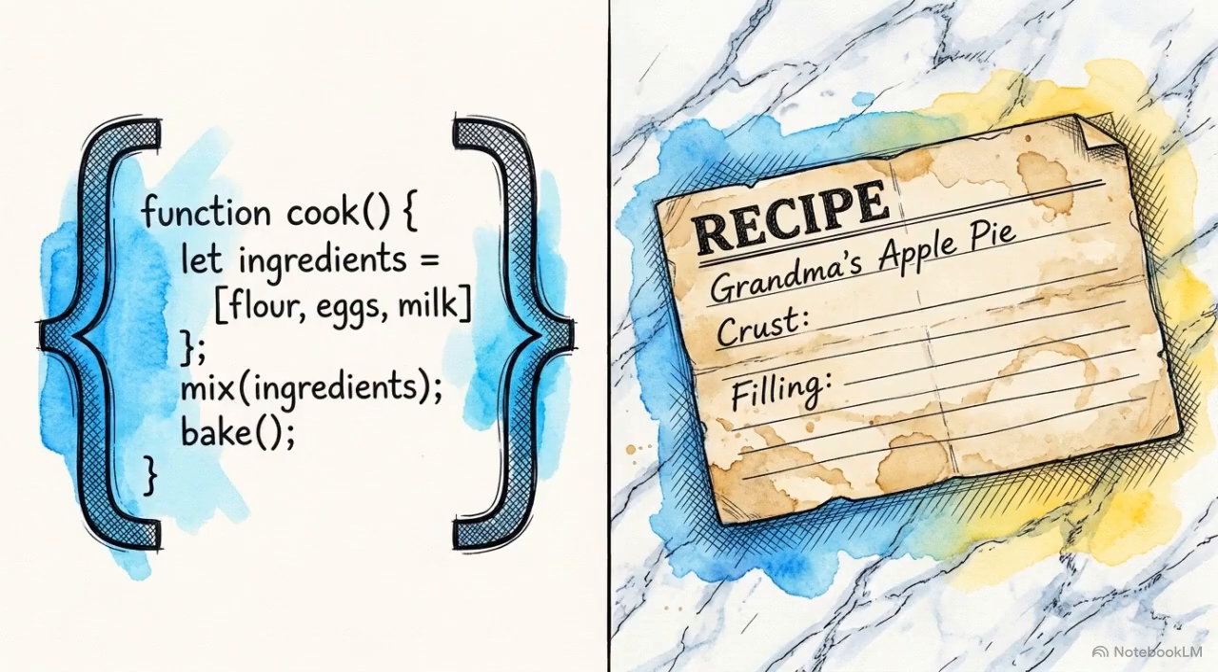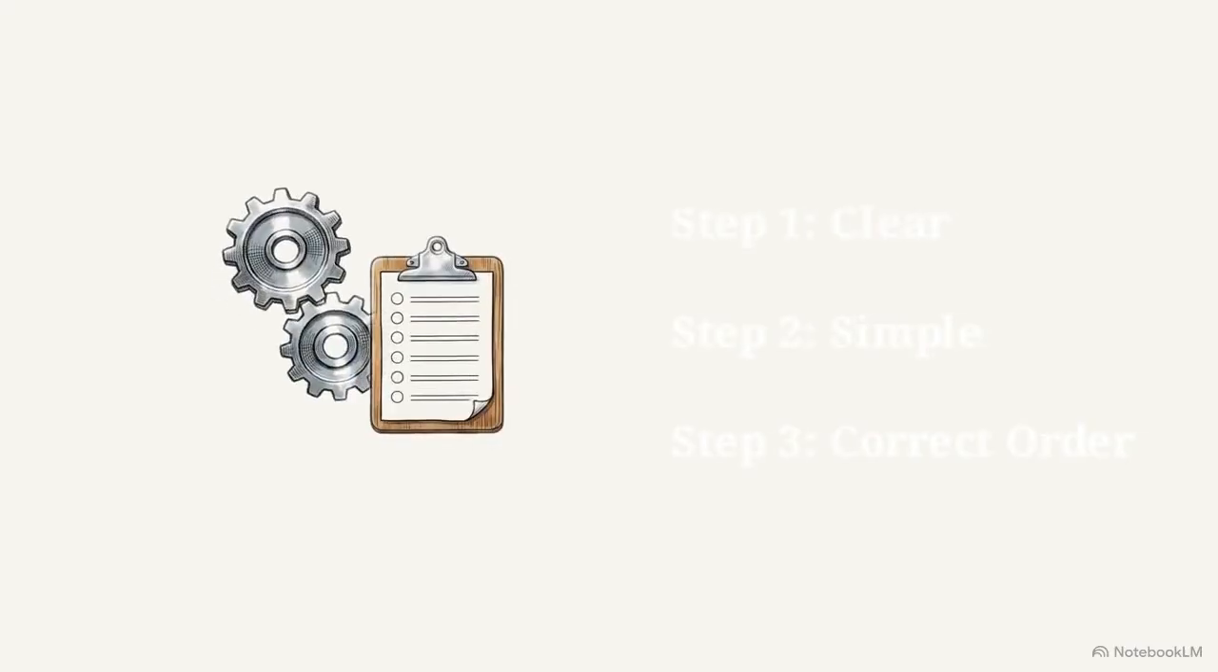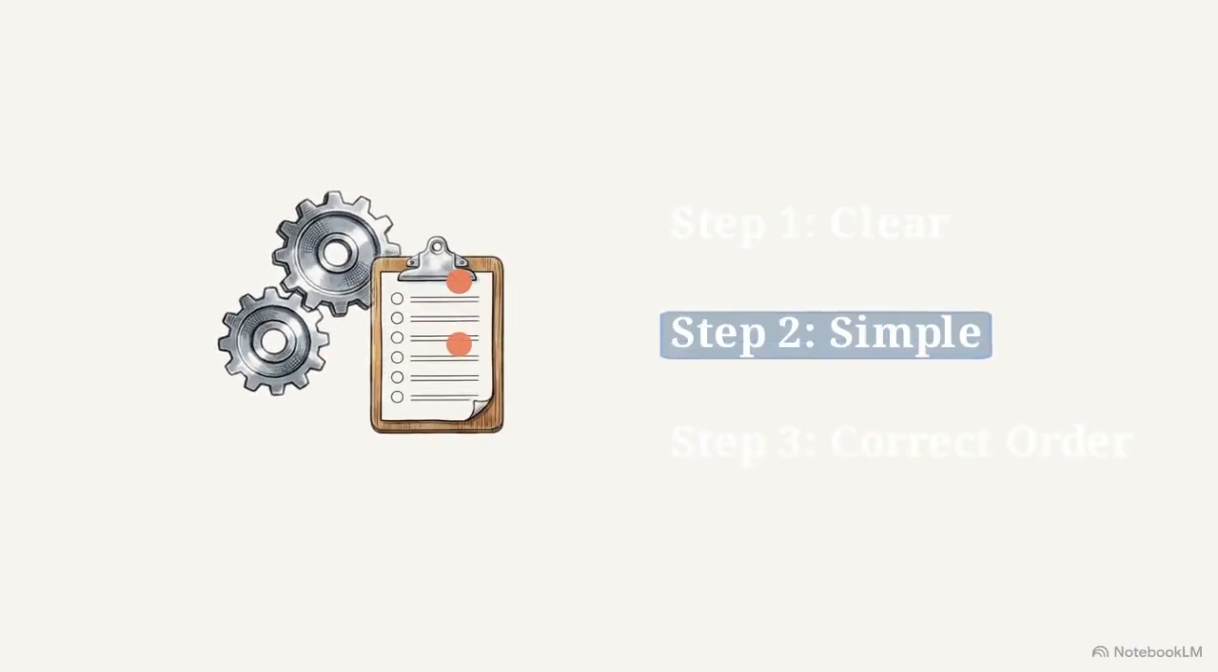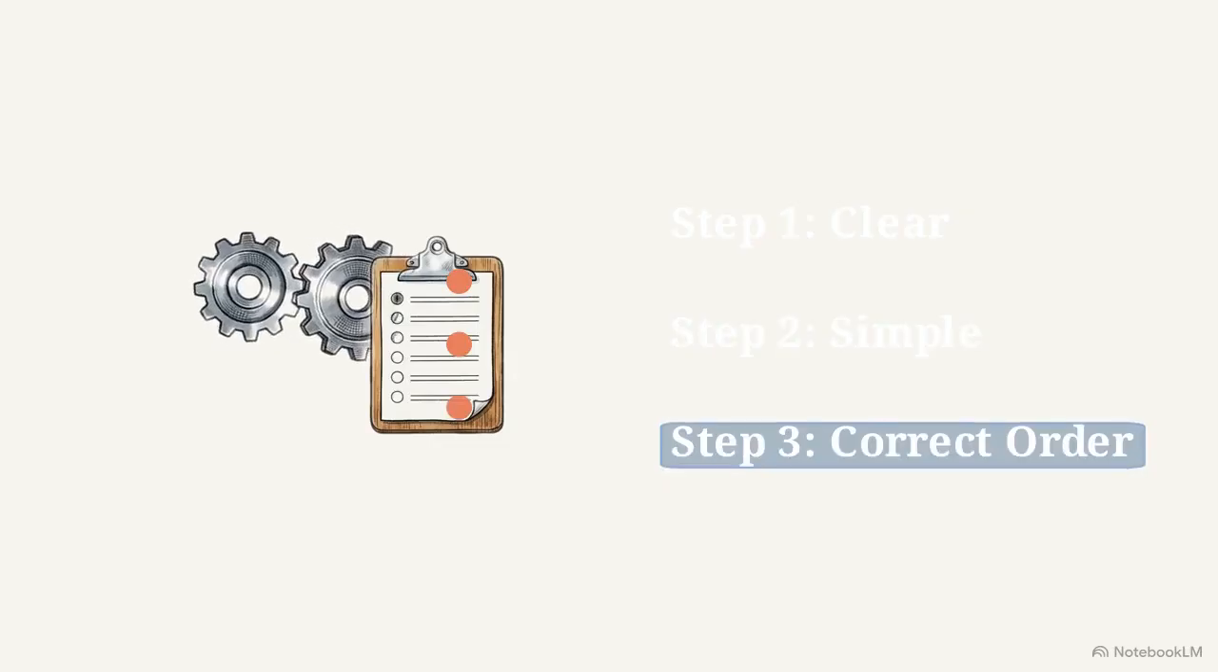Inside that program is an algorithm. Think of an algorithm like a recipe. It is simply a step-by-step list that tells the computer exactly what to do to solve a specific problem.